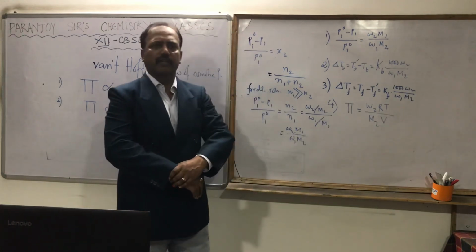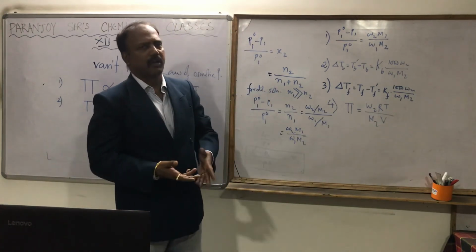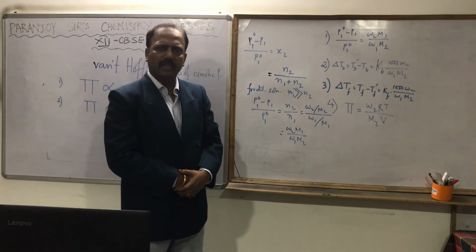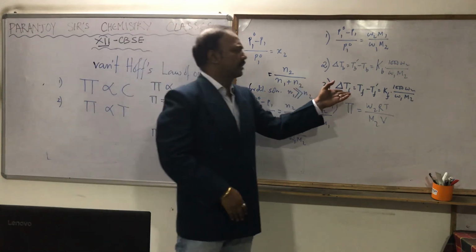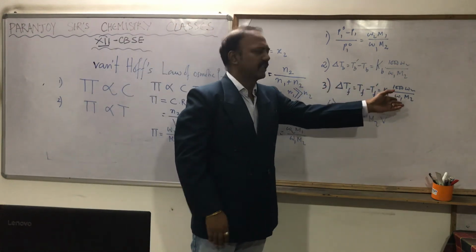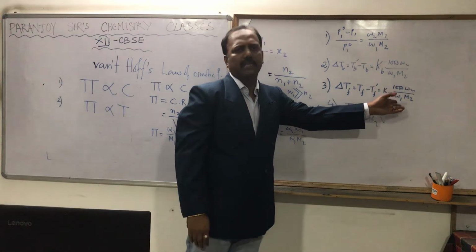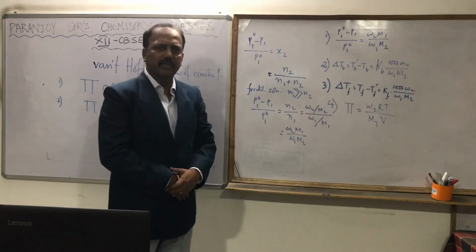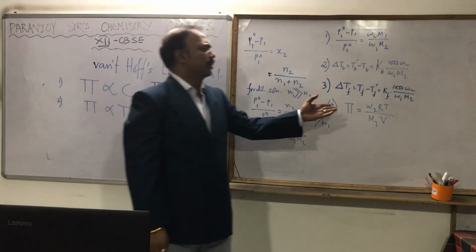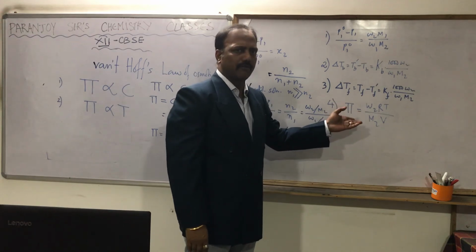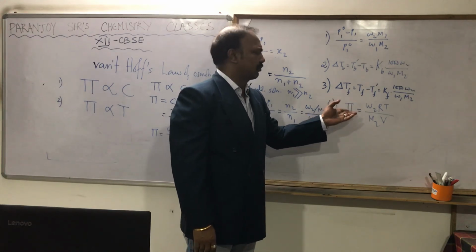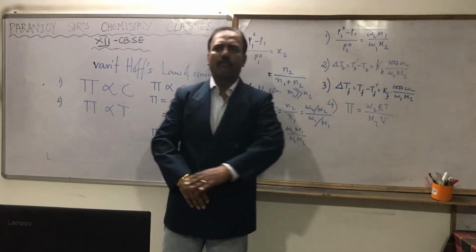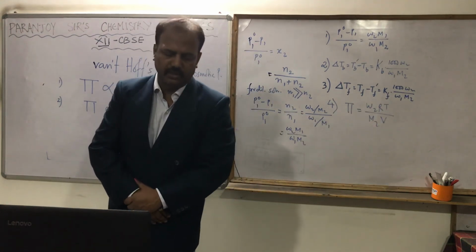Next one is depression of freezing point. The freezing point of the solution is depressed, and how much it is depressed is also governed by Raoult's law, and this is the expression for it. And the fourth one is obviously osmotic pressure. Osmotic pressure is governed by the Van 't Hoff laws, and the osmotic pressure expression can be represented like this. So these are the four colligative properties we studied today.